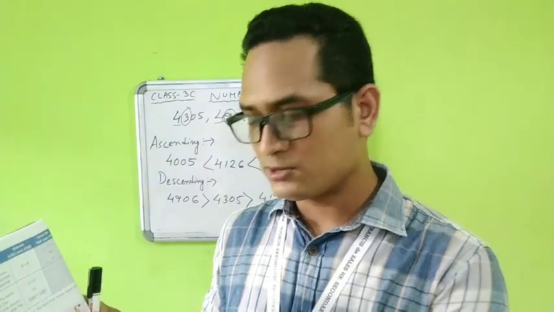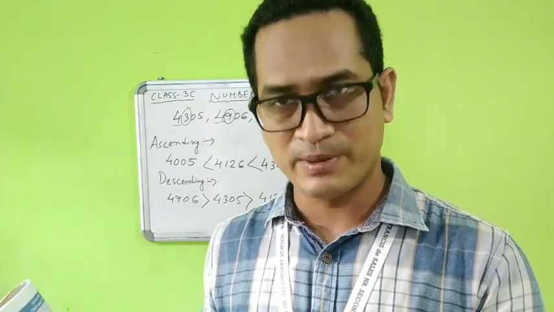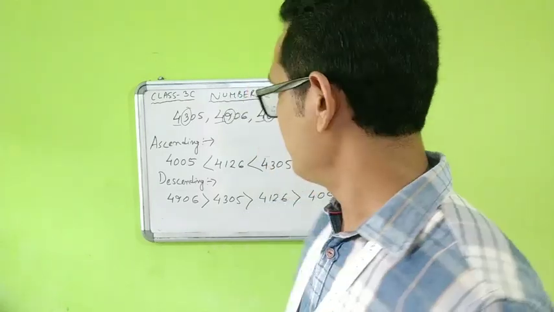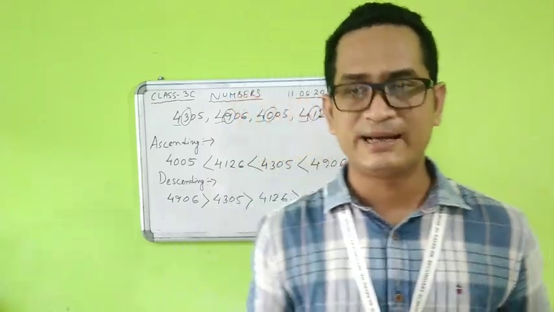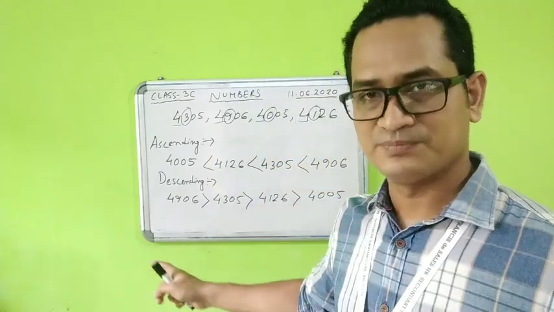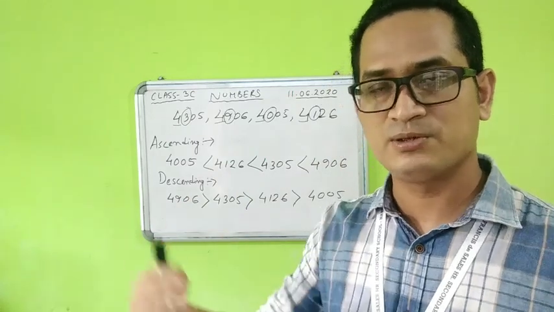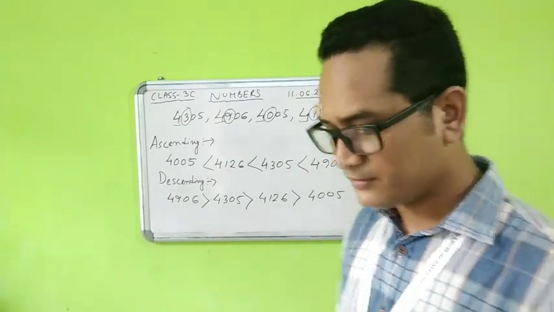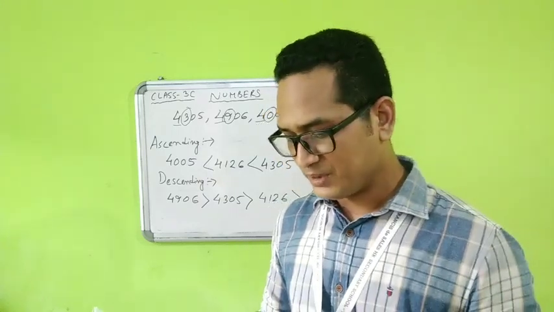This definition is already there in the textbook, so I am not going to write it down here. Please write it down in your copy now, and after that you can write down this example for practice. That is how to arrange in ascending and descending order. And these symbols are also very important. As I said, the opening part should be towards the greater one and the closing part towards the smaller one. So that is the ascending and descending order given here.